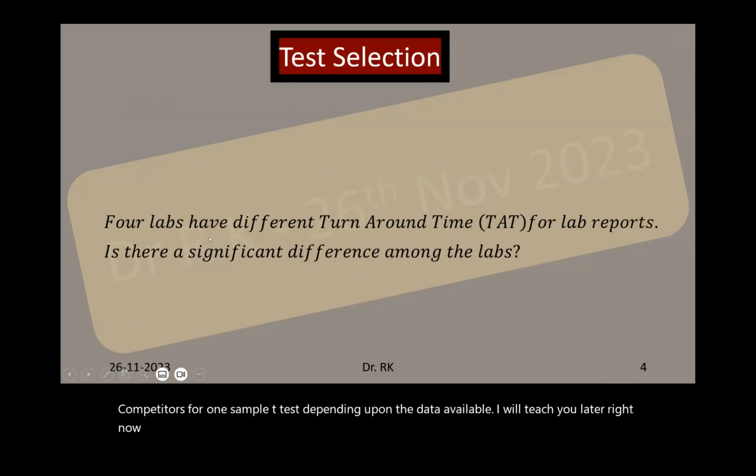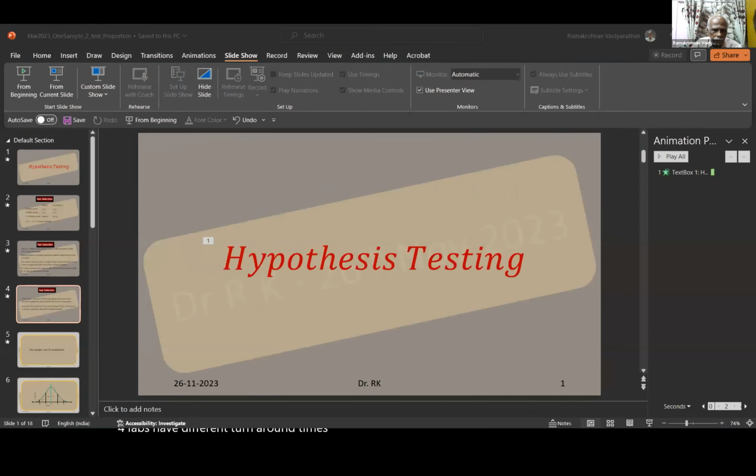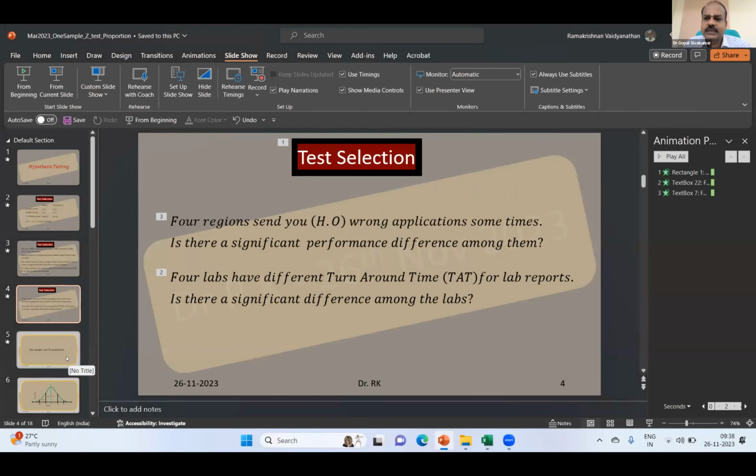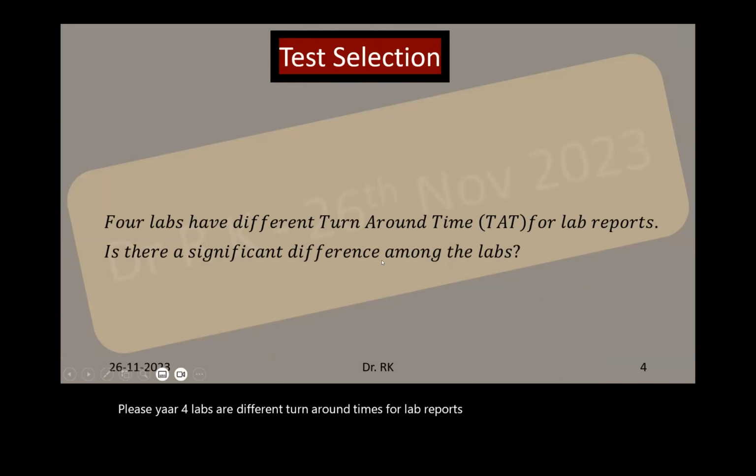Now, 4 labs have different turnaround times. This is not included for you, so I will stop with this. Now, what I will do is ANOVA, that is also a test of average. Here, 4 labs have different turnaround times for lab reports. Is there a significant difference among the lab performance? We want to know.